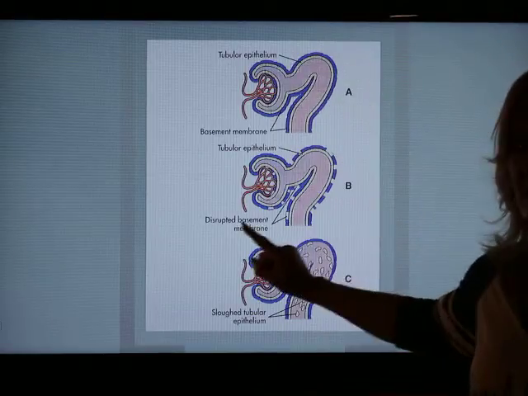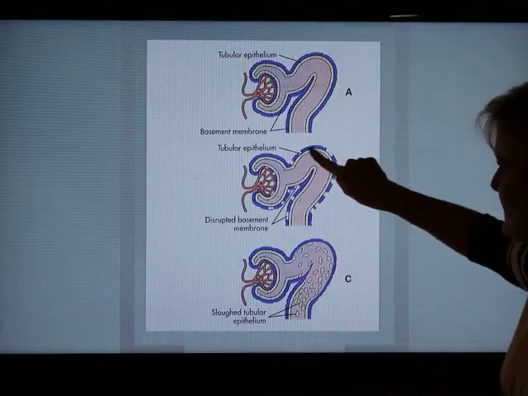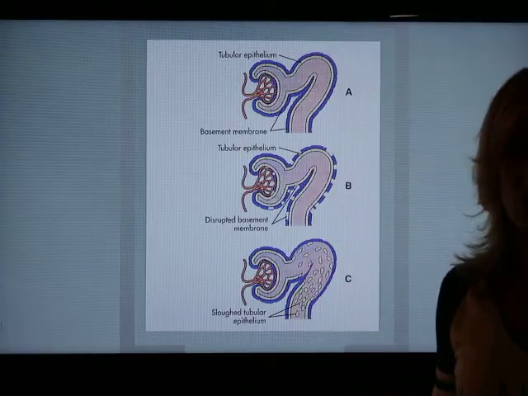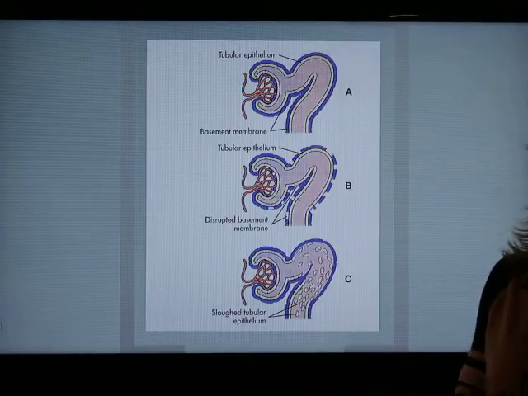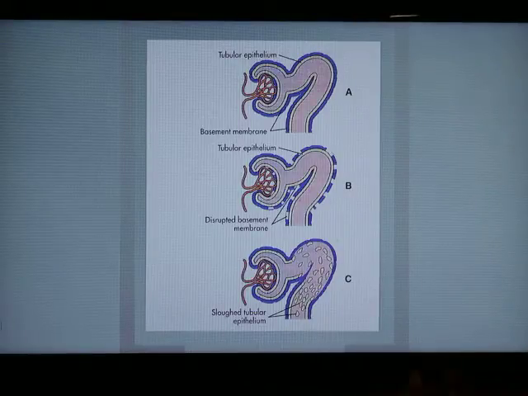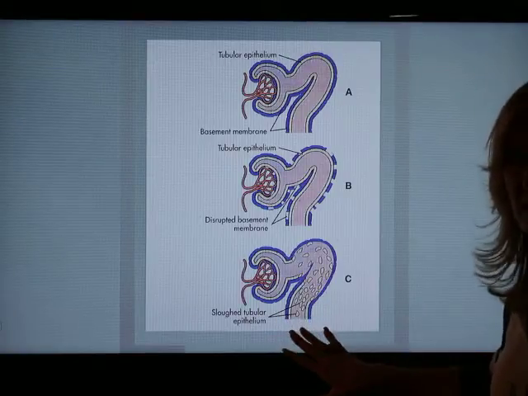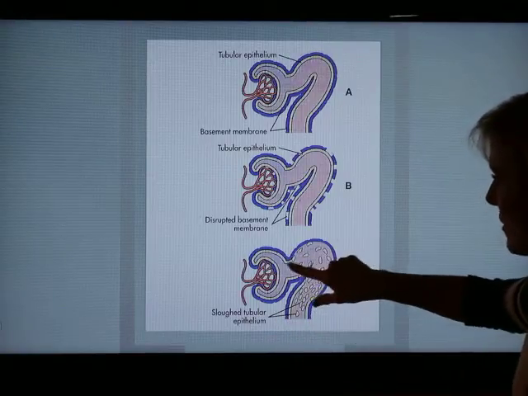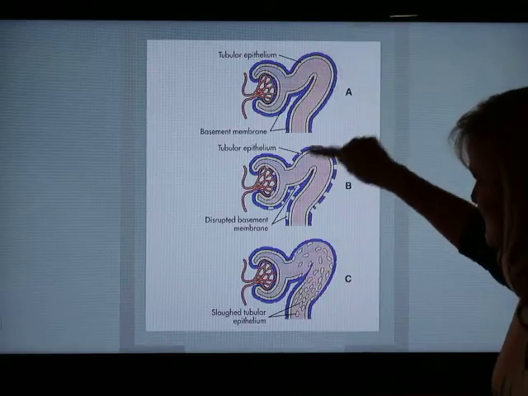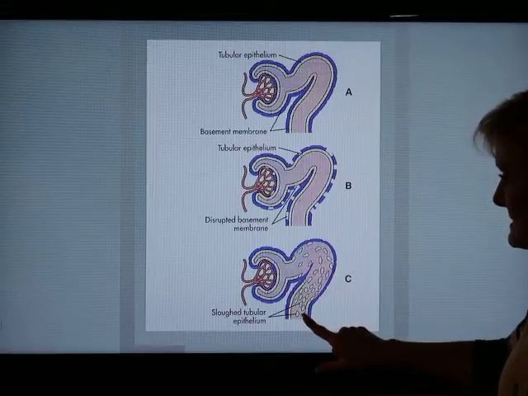Well, what happens in intrarenal failure is the tubular epithelium here, the basement membrane, start getting destroyed. And that's what I mean by an intrarenal problem. The structures within the kidney themselves are becoming damaged and destroyed. Ultimately, in end-stage renal disease, you'll start seeing all of this destruction. And so this membrane that was supposed to be intact is not intact. And you get debris and casts in here.